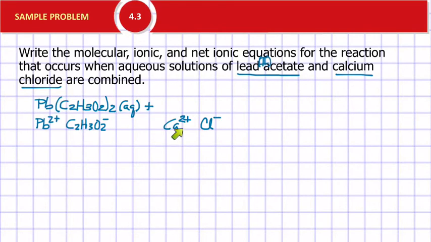Then we look again, we've got the +2 and the -1. We need 2 chlorides to balance the charge on the calcium. So this formula is CaCl2. And this is also aqueous. I don't use parentheses here because this is a monatomic ion, so I'm not going to put parentheses in unless I have to.